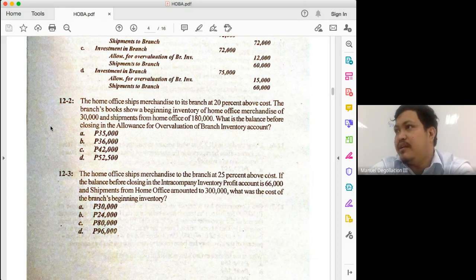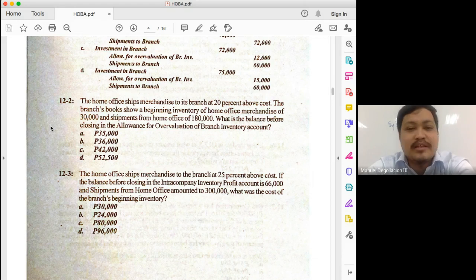Let's try to understand the 66,000. This is another name for your allowance account, class. Okay. The intra-company inventory profit account. Diba, I told you to try to take note of all the different ways the allowance account can be called. Okay. So understand that the intra-company inventory profit account is just the same as your allowance account.